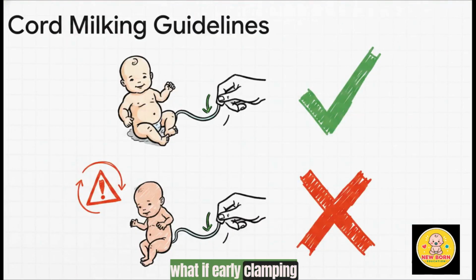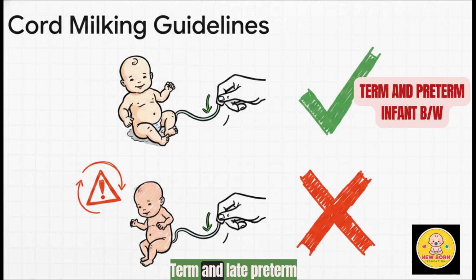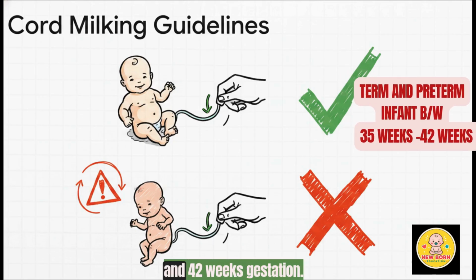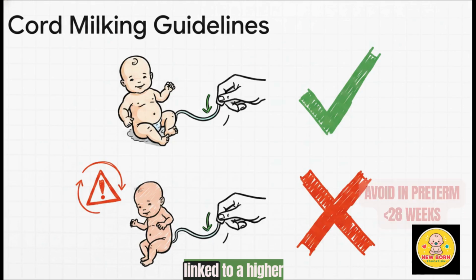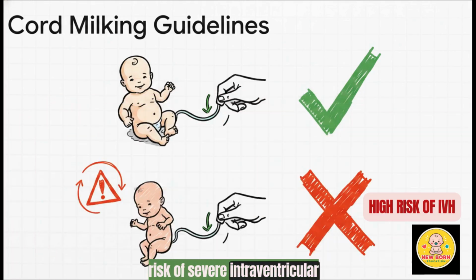Now, what if early clamping is totally unavoidable or the baby just isn't perfectly vigorous? The 9th edition has our back here too. Intact cord milking, pushing blood from the placenta toward the baby before clamping, is now a reasonable alternative. But, and this is crucial, it's only for a specific group: term and late preterm infants between 35 and 42 weeks gestation. You must completely avoid cord milking for highly premature infants under 28 weeks. The rapid fluid shifts from milking are strongly linked to a higher risk of severe intraventricular hemorrhage in those fragile preemies. Just don't do it.